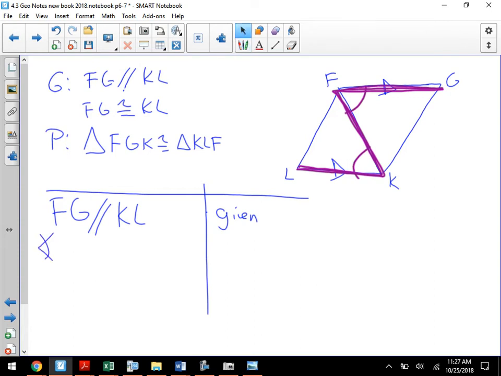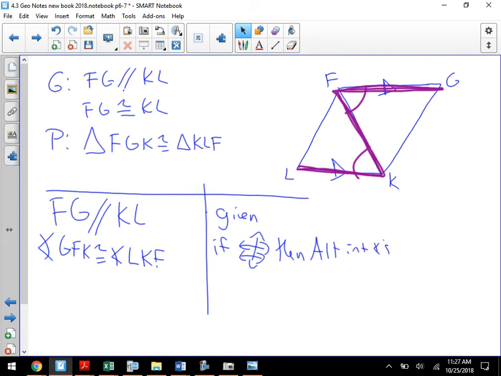We know now angle GFK is congruent to angle LKF because if two parallel lines are cut by a transversal, then alternate interior angles are congruent.